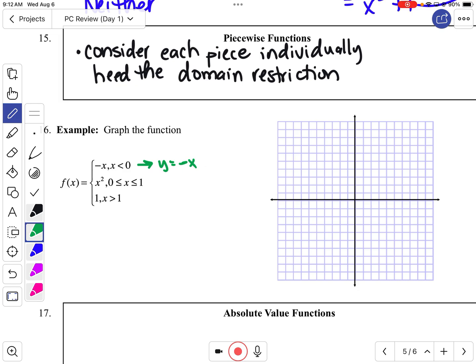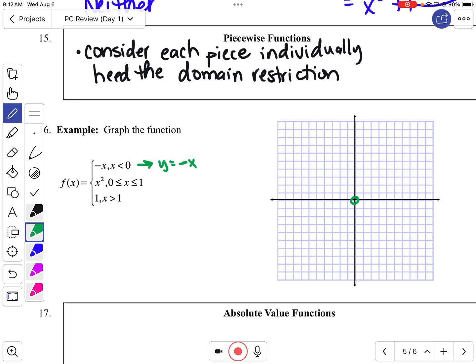It'd be a line. What kind of slope would it have? Negative slope, okay? So it says everything that's less than 0. So I'm actually going to start at 0. And if I do the opposite of 0, it's still 0. Now, notice there's no bar underneath that 0. So at 0, 0, I'm going to put an open circle. It may get filled in later by another piece, and that's okay, all right?